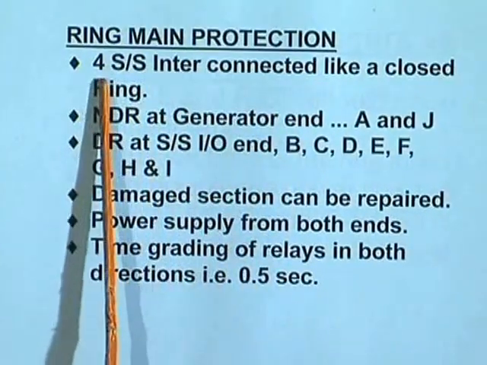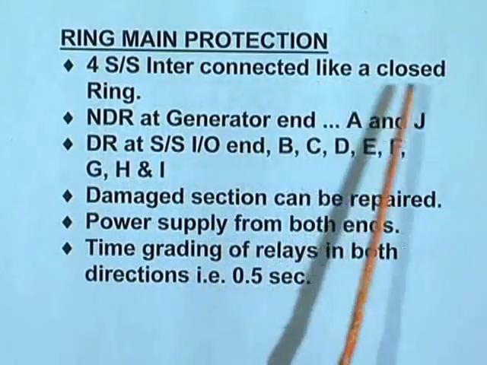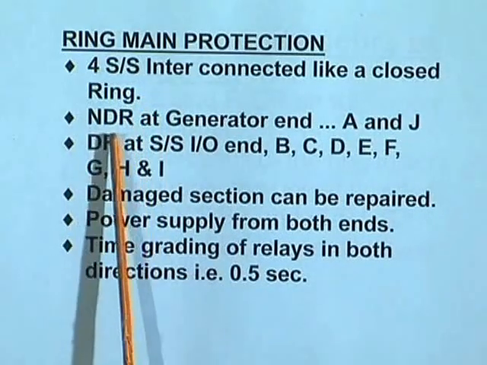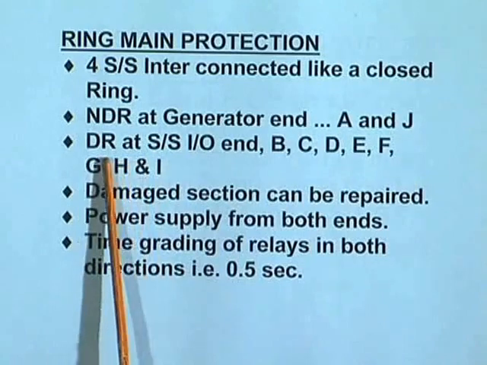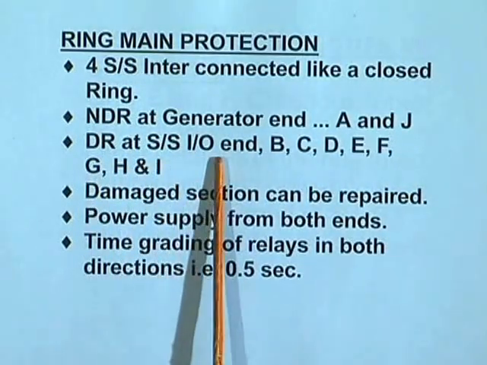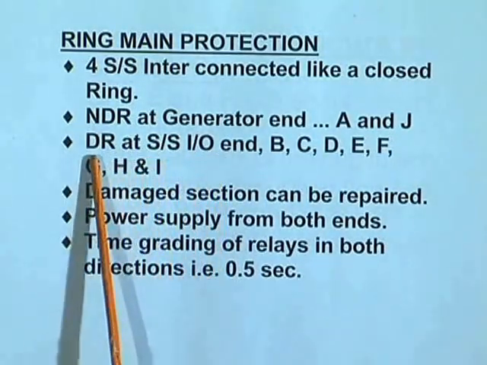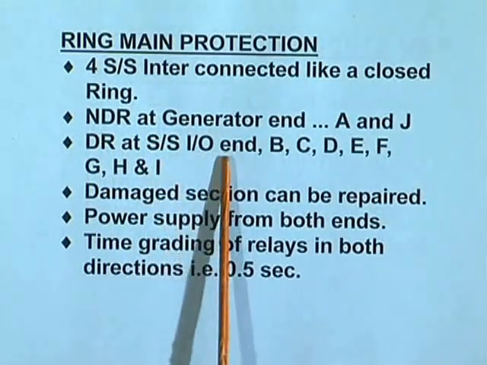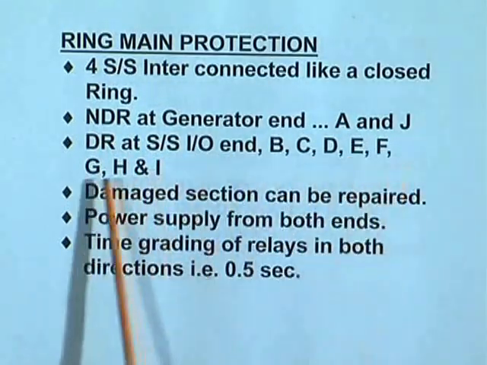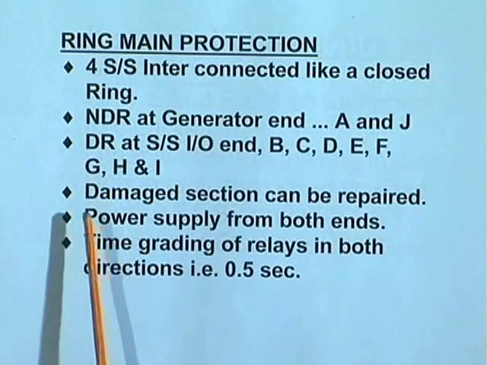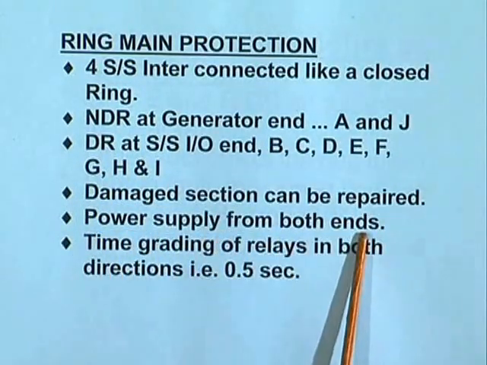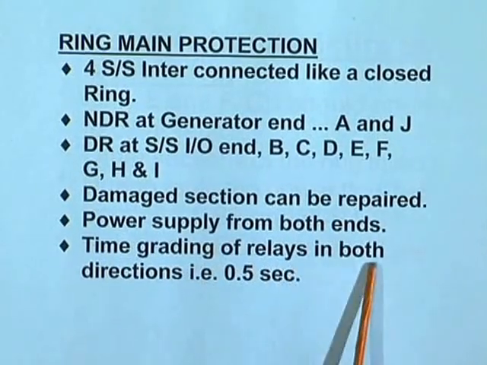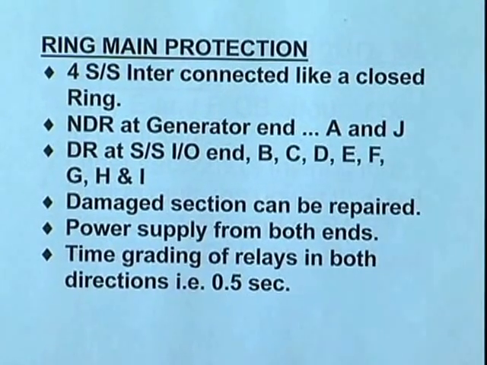Ring main system protection: four substations interconnected like a closed ring. Non-directional relays at the generator end, that is A and J. Directional relays at the substation incoming and outgoing ends, that is B, C, D, E, F, G, H, I are the directional relays. The damaged section can be repaired. Power supply from both ends. Time grading of relays in both directions is 0.5 seconds.